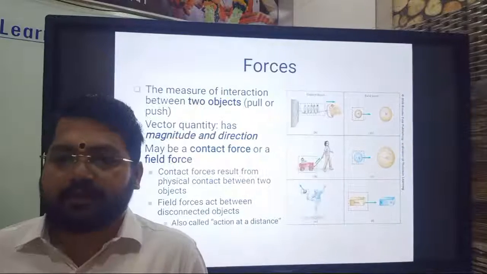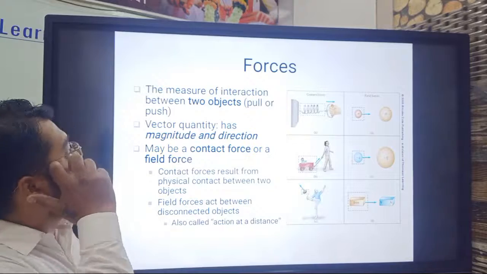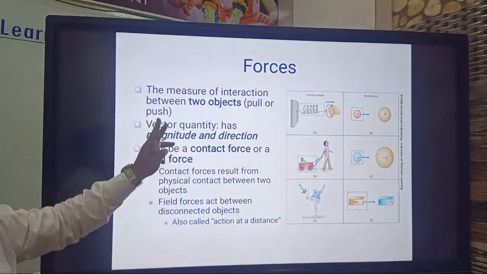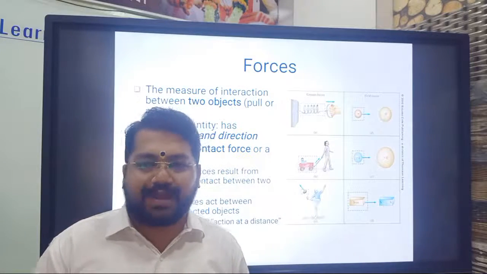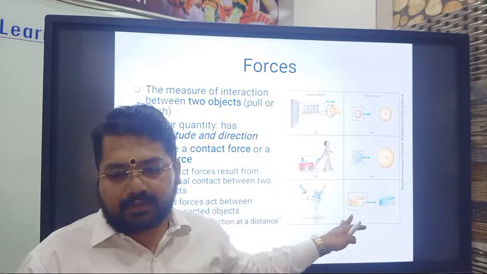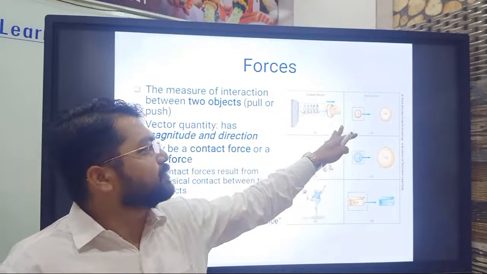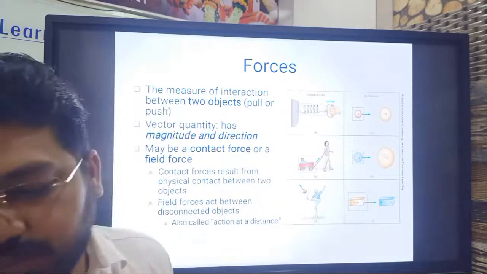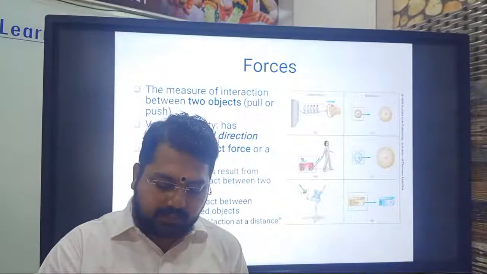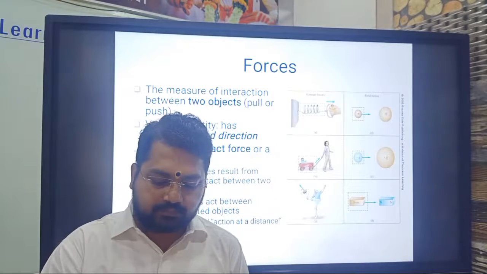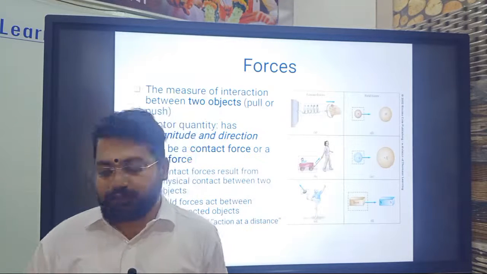Right? So now further we need to understand something about measure of interaction between two objects. One is pull or push. So n number of objects are shown over here. Can you see these objects? Yes. Right? Few objects are shown. Contact forces, field forces. What is meant by contact force and what is meant by field force?